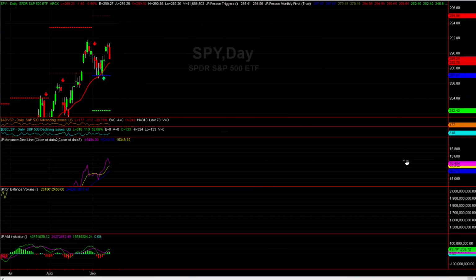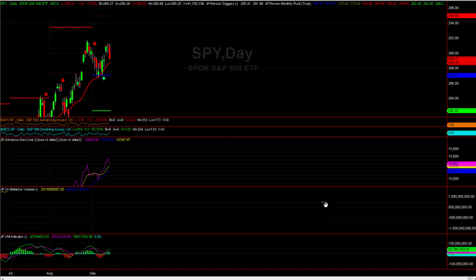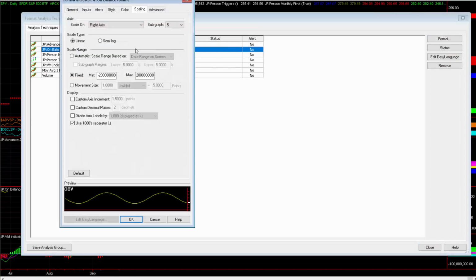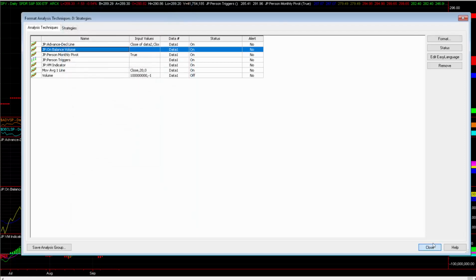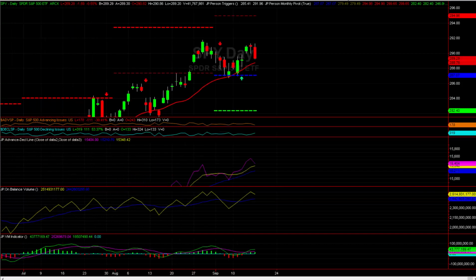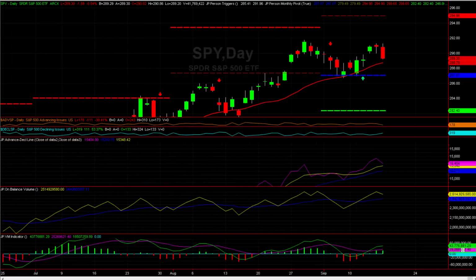Let's expand the S&P up just a little bit, and we'll bring back the on balance volume tool. If I may go to format analysis, we're going to go to on balance volume here, hit format, and then go automatically scale it. And we'll put this into focus for you guys. And here we go. All right, now we can see this a lot clearer.